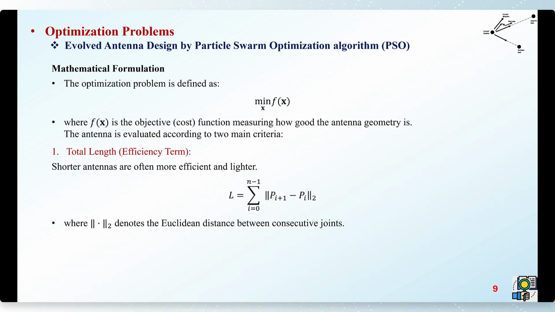So the optimization problem is defined as the minimum of f(x) for each x, where f(x) is the objective or cost function here, measuring how good the antenna geometry is. The antenna is evaluated according to two main criteria. First, the length efficiency term. Shorter antennas are often more efficient and lighter, which is going to be calculated by the following equation as L, where we are looking for the Euclidean distance between consecutive joints.